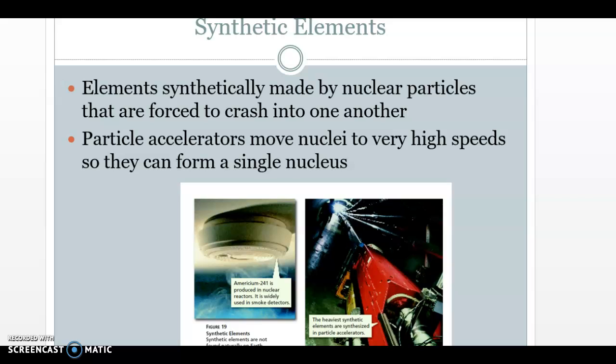Now that element probably won't be very useful because a lot of times these ones that are being created by particle accelerators begin to break down immediately, start to break apart, and so they're not necessarily useful. But they can create them in laboratories. There are a couple. This americium 241 is used in smoke detectors. So here's a synthetic element that was created that has use to it as well. So there's not a lot, but there are some useful ones.